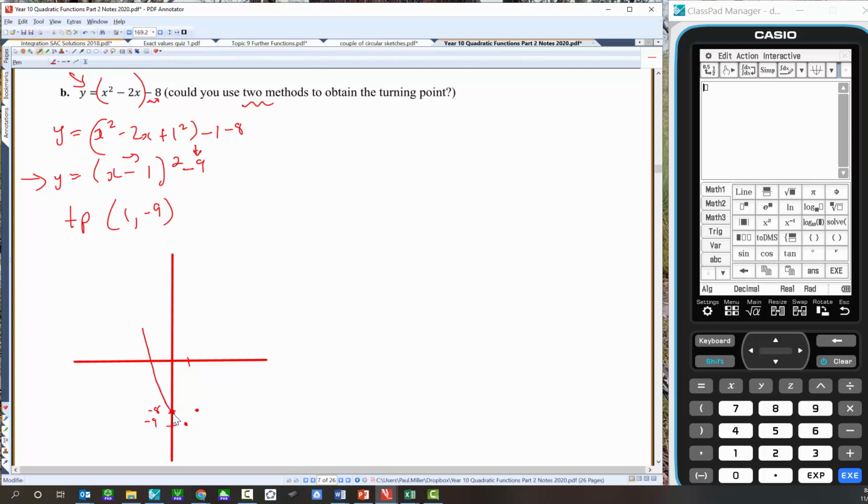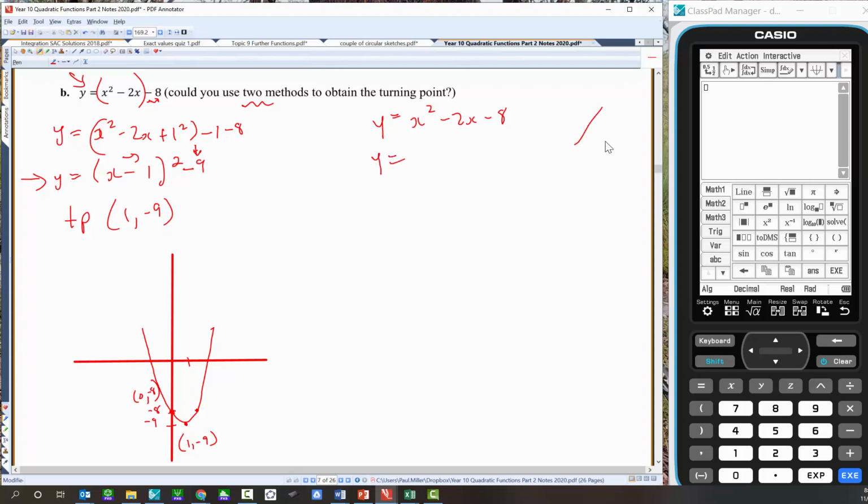Here comes our parabola. Let's pop the key features in: (1, -9), (0, -8). All right, so there's our parabola at that stage. But let's see if we can think of another way to do this. Okay, so with the trinomial, I'm going to rewrite it again. And just to show you that there are so many different ways of doing things with quadratics, you're just going to be really flexible with them.